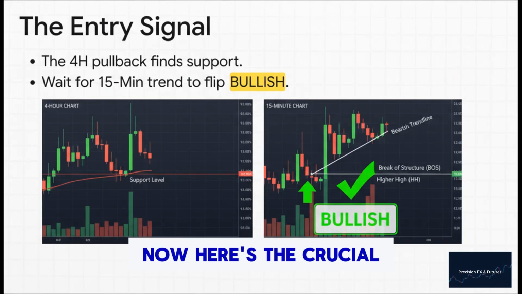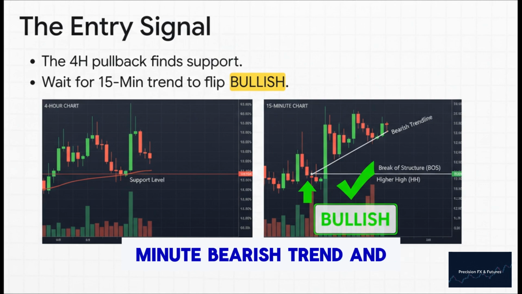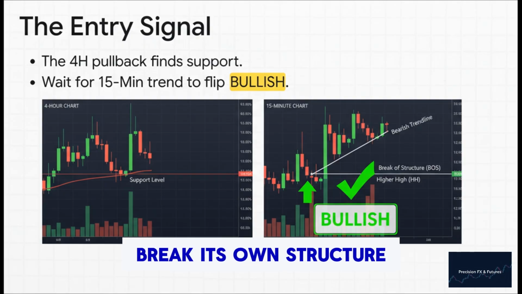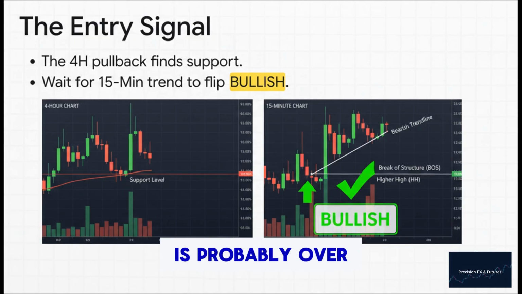Now here's the crucial part, the part that requires patience. We see that 15-minute bearish trend, and we just wait. We don't try to catch a falling knife. We wait for the 15-minute chart to break its own structure and switch back to bullish. That's it. That's our green light. That's the confirmation that the 4-hour pullback is probably over and the main trend is ready to resume.